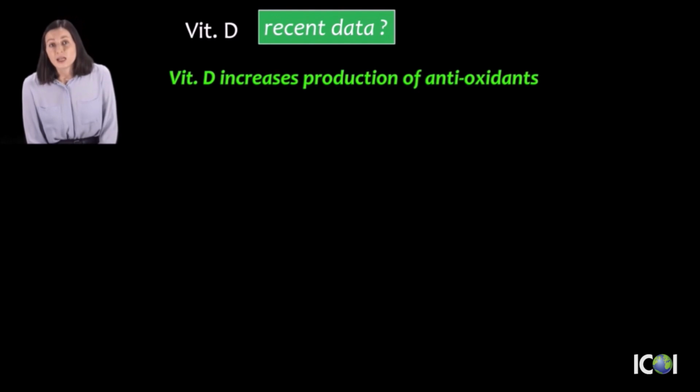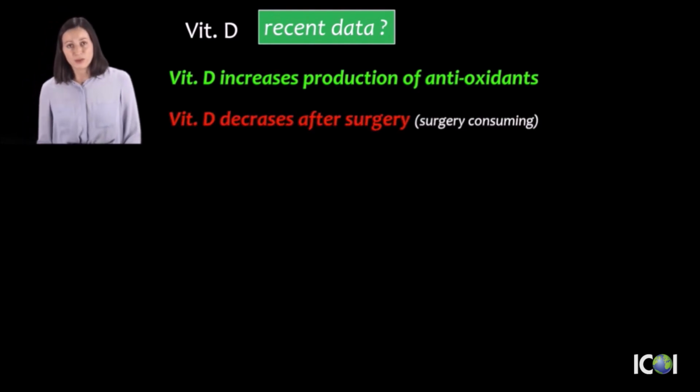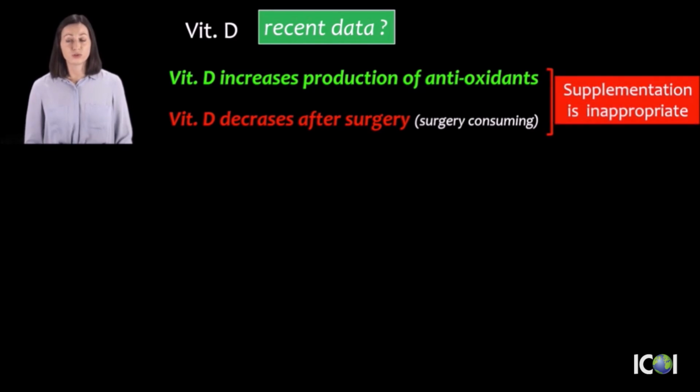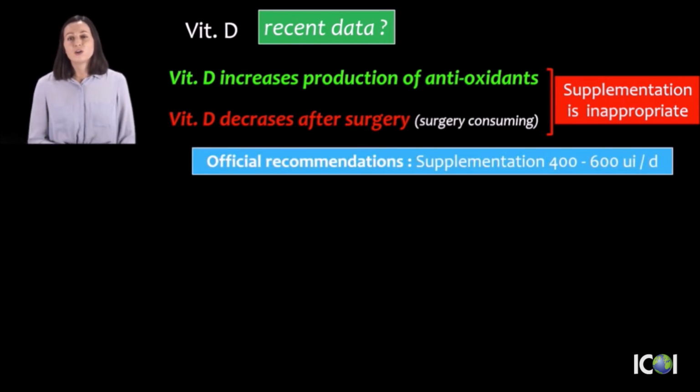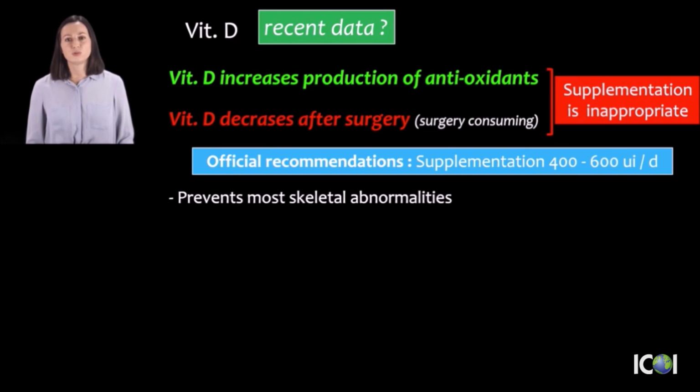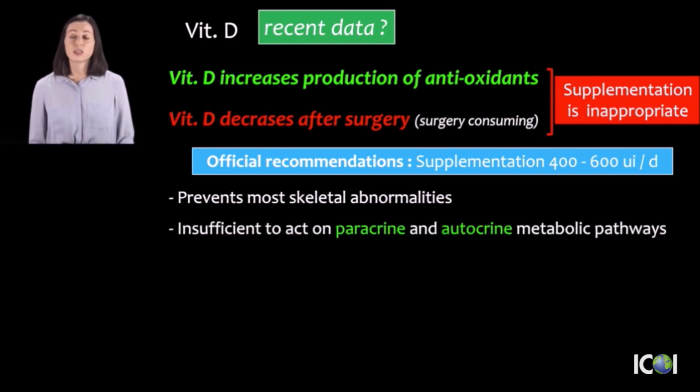What are the recent data on vitamin D? You know that vitamin D increases the production of antioxidants. But vitamin D decreases after surgery. It is consumed by the body during the surgery. It means that the supplementation is inappropriate. The official recommendations are from 400 to 600 units per day. Yes, these doses can prevent most surgical abnormalities, but they are insufficient to activate the paracrine and autocrine pathway of vitamin D.